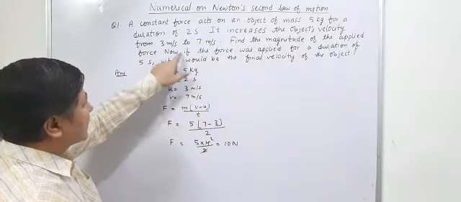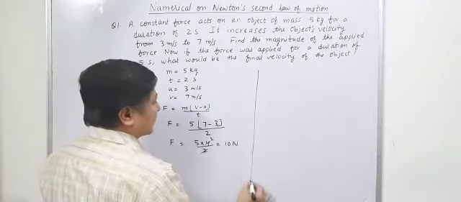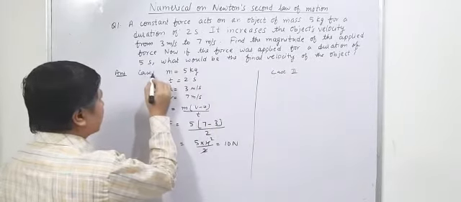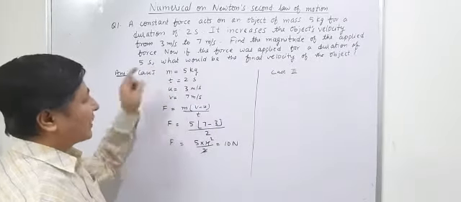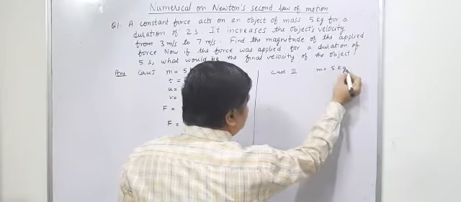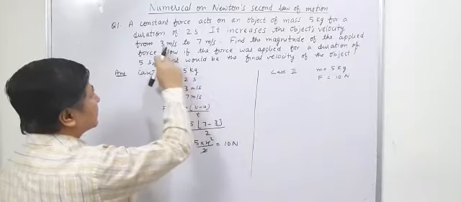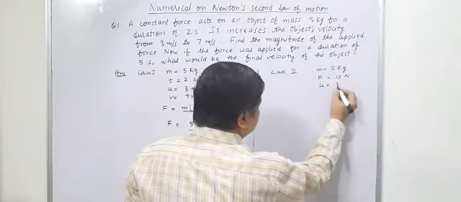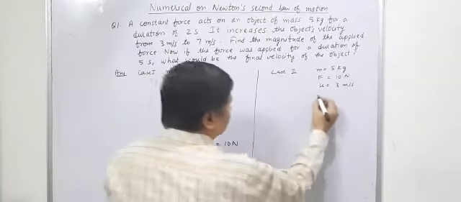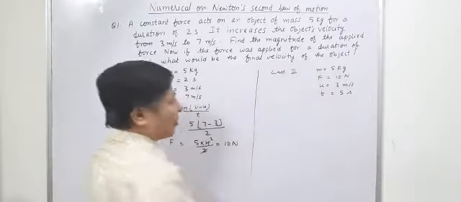Now one more question is asked: what if the force was applied for a duration of 5 seconds? This is the second case, and that was the first case. Here the time duration is now 5 seconds. The mass will be the same, 5 kg. The force will be the same, 10 Newton, which we calculated. The initial velocity is 3 meters per second, and time T is 5 seconds. We have to find the final velocity of the object in this case.